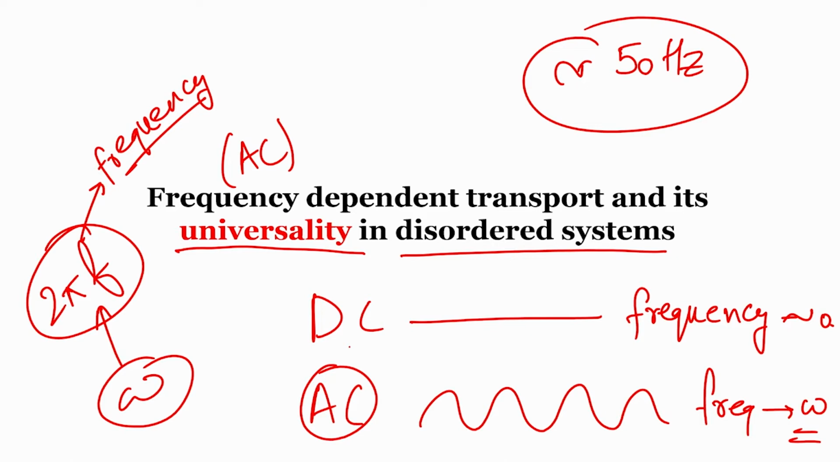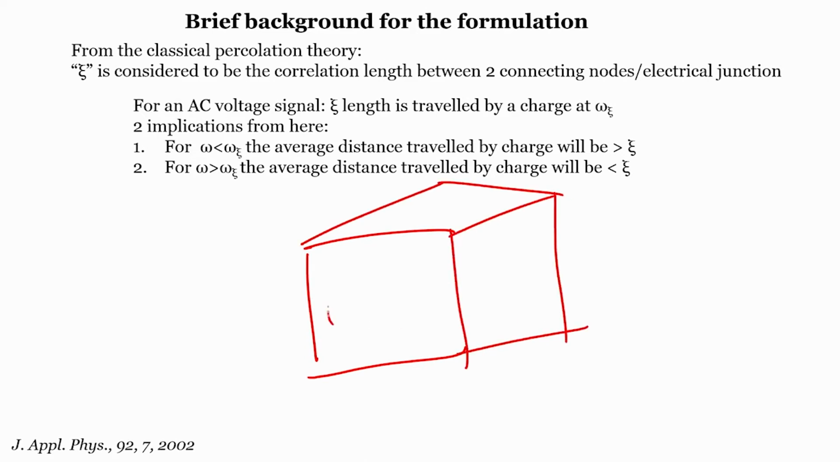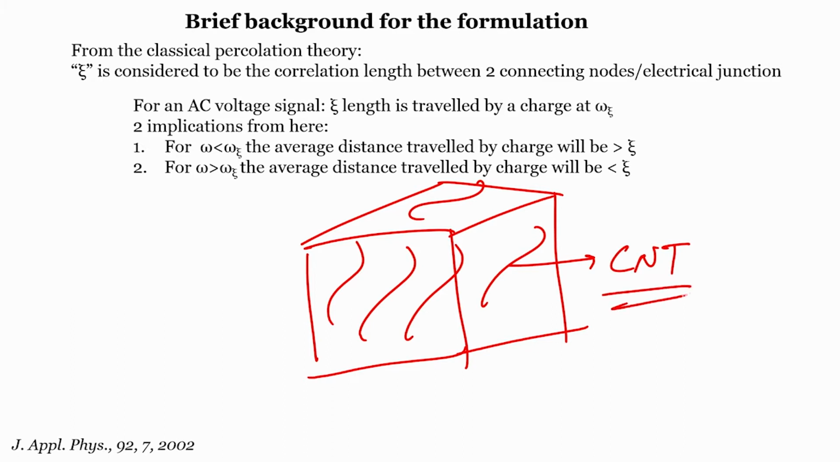Having now clarified the difference between DC and AC for the beginners, let us try to understand how this AC transport fares when it comes to disordered systems. We had already spoken about how DC transport happens in polymer composites. I will again use the same drawing. Let's say these are some conductive fillers, which are carbon nanotubes, and this is polymer.